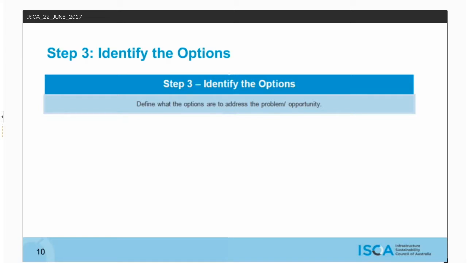There should always be a base case option to refer to. This is the do nothing or business as usual or BAU option, which describes what would happen if the opportunity was not implemented or the problem was not solved. It is recommended that, where possible, the option identification considers both capital investment and non-capital options, such as changes to procedures and practices and hiring instead of buying or building products or services. These kind of options may well have a lower life cycle cost and more beneficial outcomes.